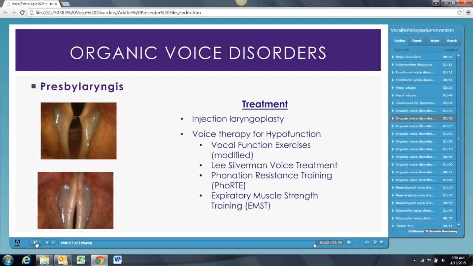It's also possible to permanently correct glottal insufficiency with laryngeal framework surgery, although this might be the last option due to the permanent changes in laryngeal structure that surgery is going to create.